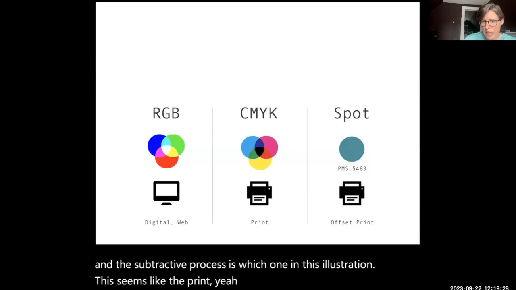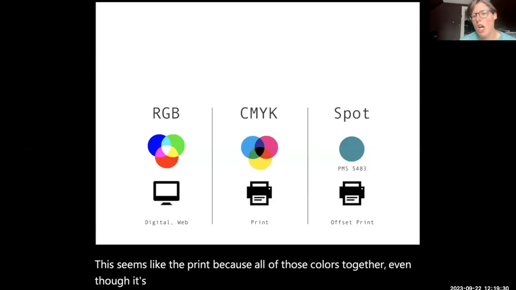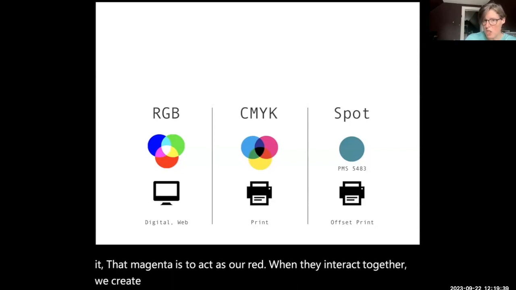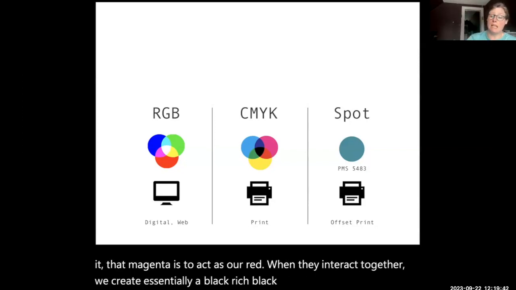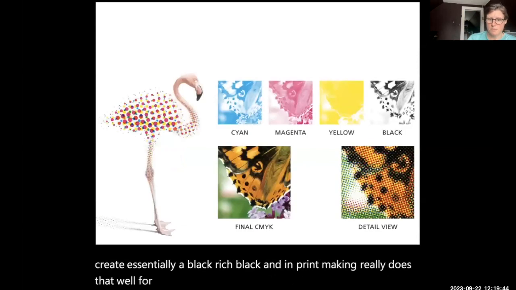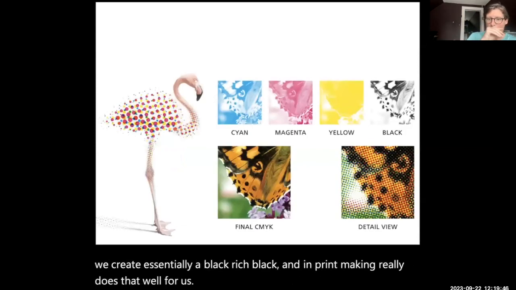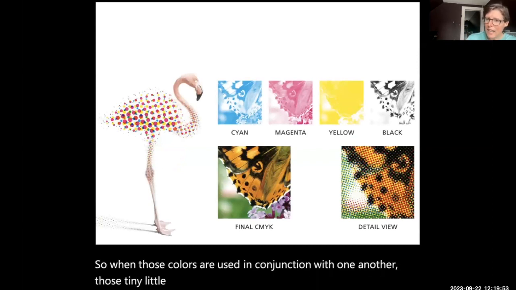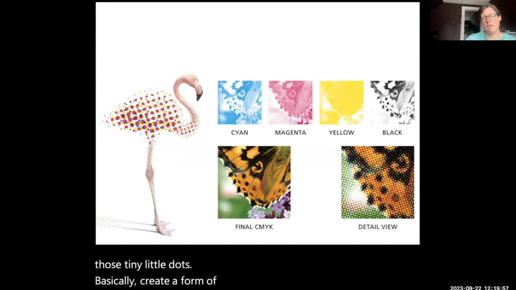Because all of those colors together, even though it's not like a true color wheel in the way that we're used to it, that magenta is to act as our red. When they interact together, we create essentially a black, a rich black. And printmaking really does that well for us. So when those colors are used in conjunction with one another, those tiny little dots basically create a form of color theory called optical mixing.